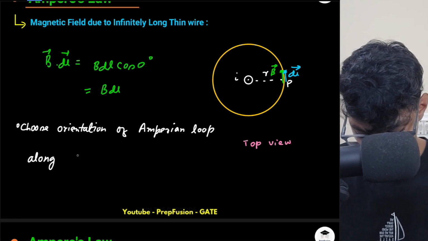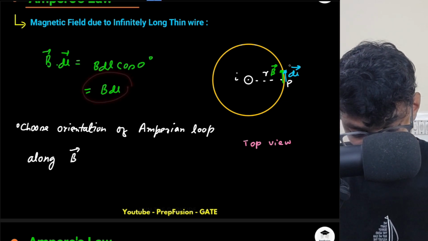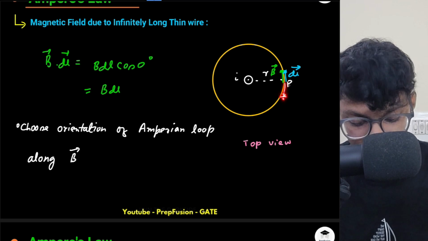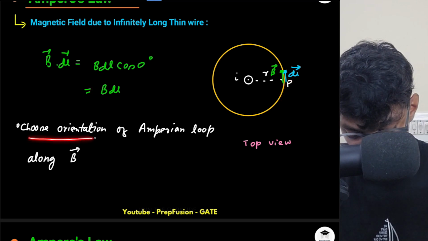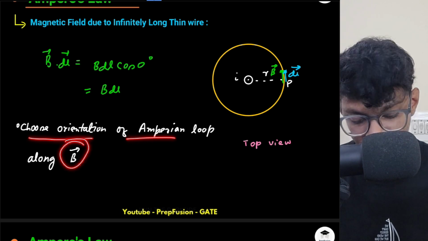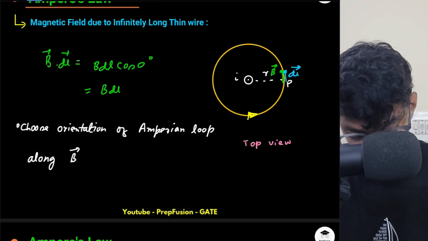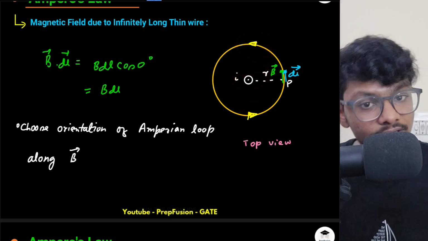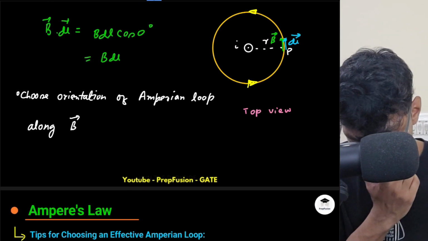Along the B vector, like then only the angle will be 0. Then only this dl vector and B vector angle will be 0. If I choose the orientation like this, the angle will be 180, and an extra negative sign will come. So I have to choose the orientation of the Ampere loop along the B vector. So the orientation will be in this direction, anti-clockwise. Now I know what is positive for the current and what is negative. Okay, so now you get the idea.